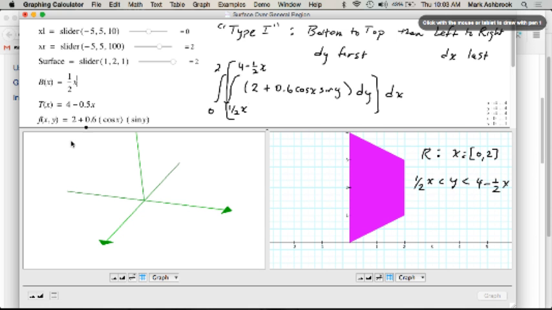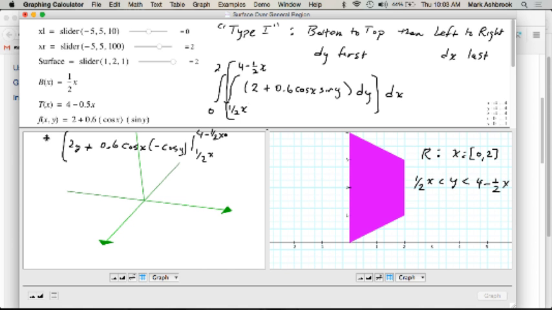So we're going to have 2y plus 0.6 cosine x comes along for the ride times negative cosine y, from 1 half x to 4 minus a half x. And then we're going to do that thing. We're going to integrate from 0 to 2 with respect to x.